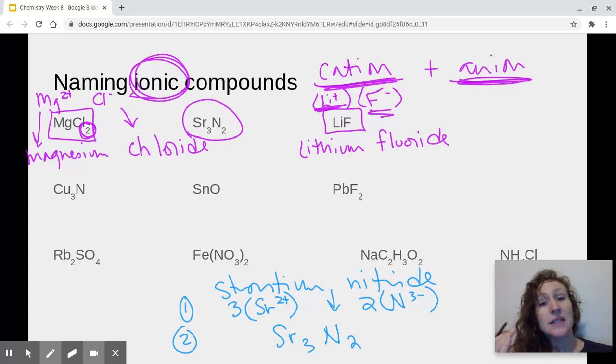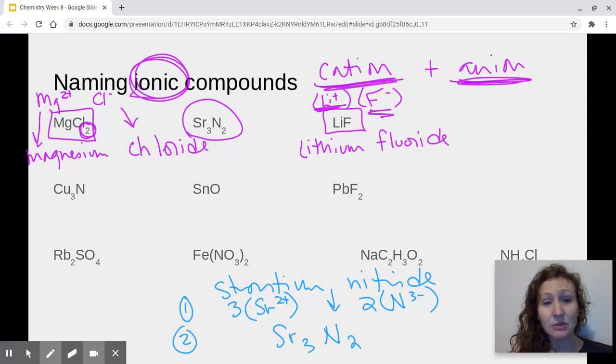So going from the name to the formula can be a little tricky because you have to pause and consider what the charges are, how many of each you need in order to be balanced, and then write the formula. To go from formula to name, most of the time it's a little bit more straightforward. You just have to consider what ions are there and name them. Strontium nitride.